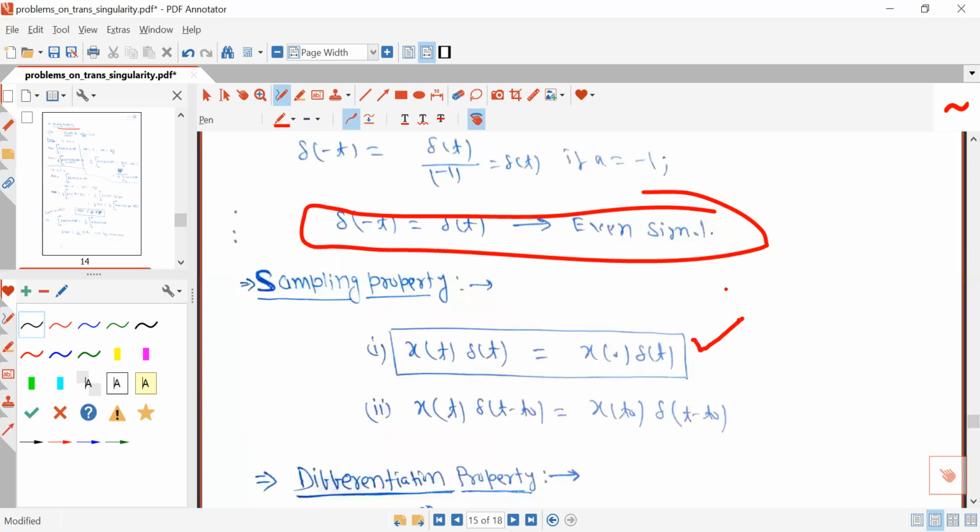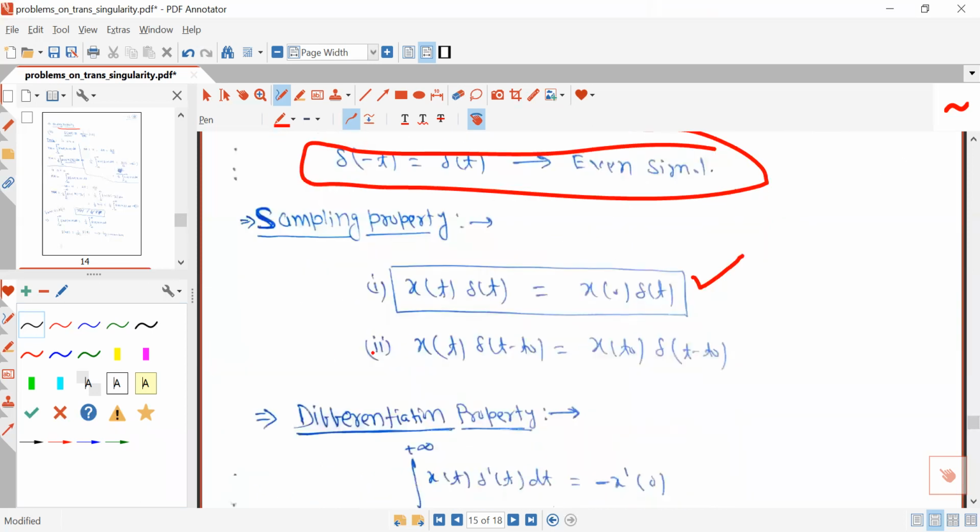Similarly, consider this expression. From this expression, it is clear. Except t equal to t naught.